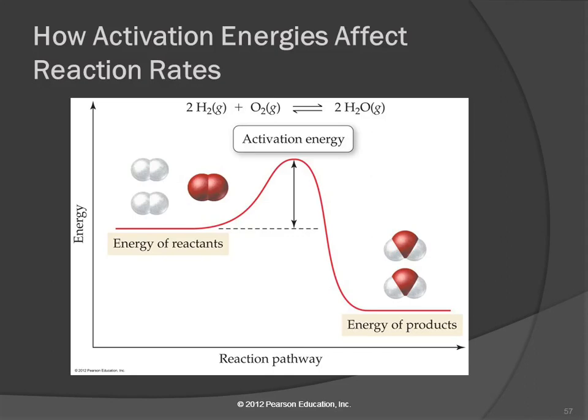So let's look at this example. Here we have the reaction of hydrogen and oxygen to form water. So here we have two hydrogen molecules and an oxygen molecule. In order for them to recombine, we have to break this hydrogen-hydrogen bond and that hydrogen-hydrogen bond and this oxygen-oxygen bond. That requires energy. That is reflected in this hump here. We're graphing energy up the y-axis and reaction pathway as we go along. You could also think of that as time.